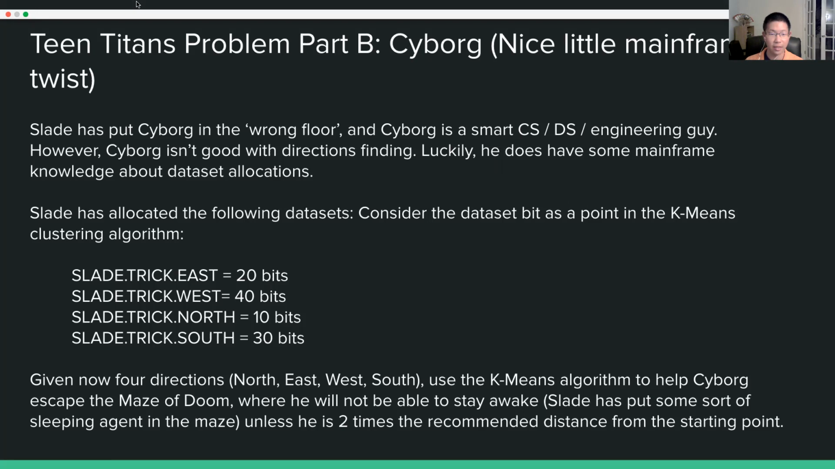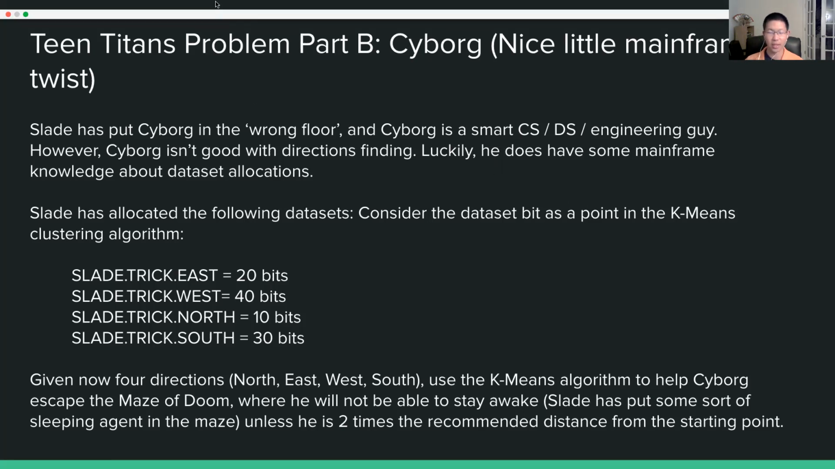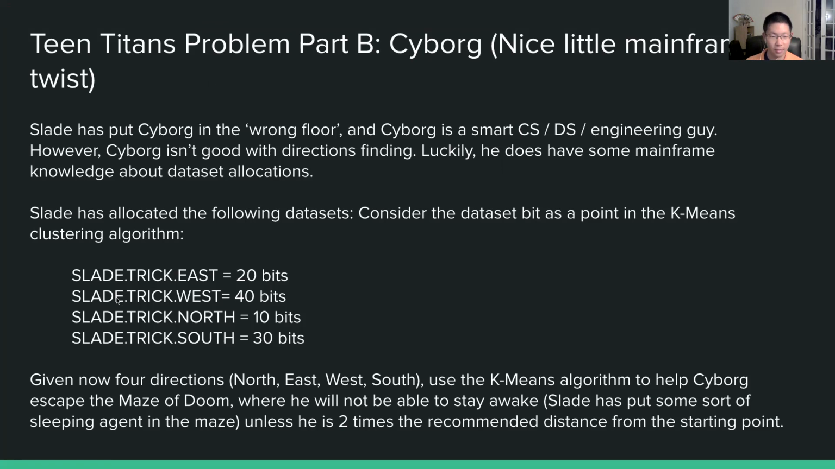So Slade has allocated the following datasets. Consider each dataset bit as a point in the k-means clustering algorithm, and use, of course, the conventional dot notation. So you have east with 20 bits, west with 40 bits, north with 10 bits, and south with 30 bits. And to annotate quickly, I'll show you what that means.